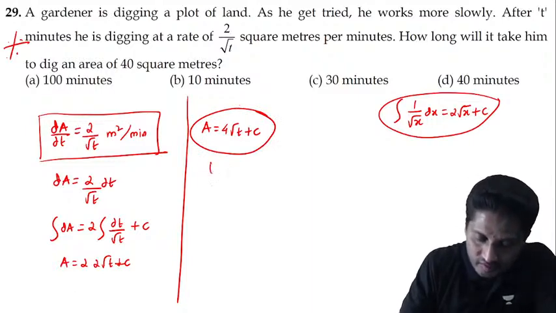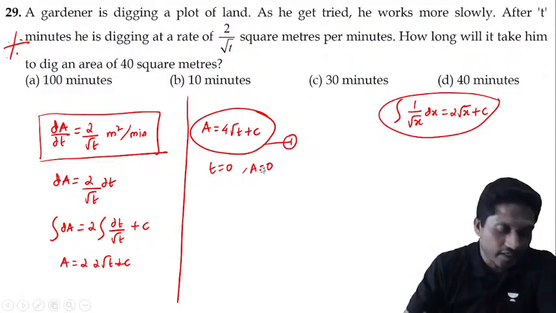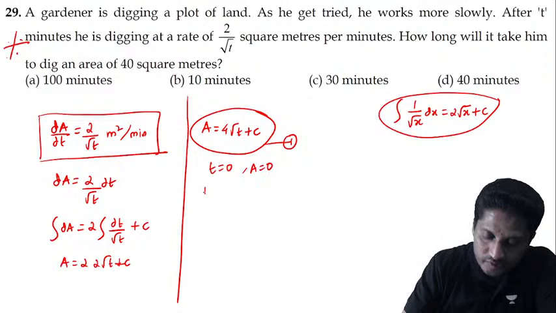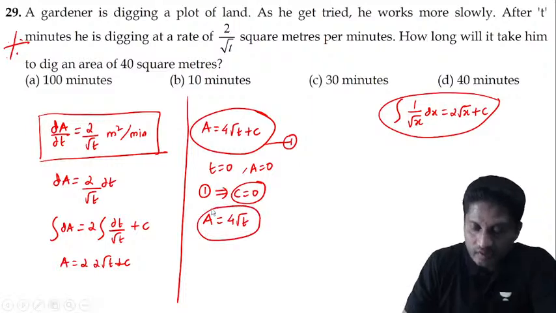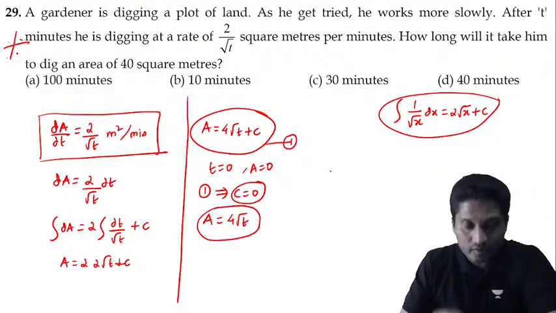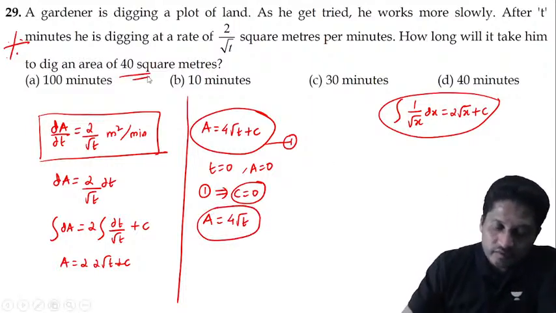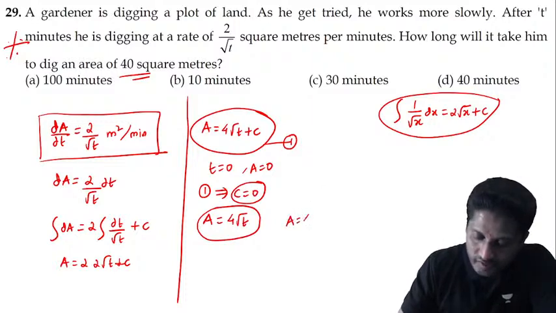When time t is equal to 0, area dug is also equal to 0. Obviously, when he started, he did not dig any area. If I substitute in equation 1, t is 0, A is 0, so c will be 0. This becomes capital A is equal to 4 into root t. Now the question is how long will it take him to dig an area of 40 square meter? So A is equal to 40 square meter. What should be the time?